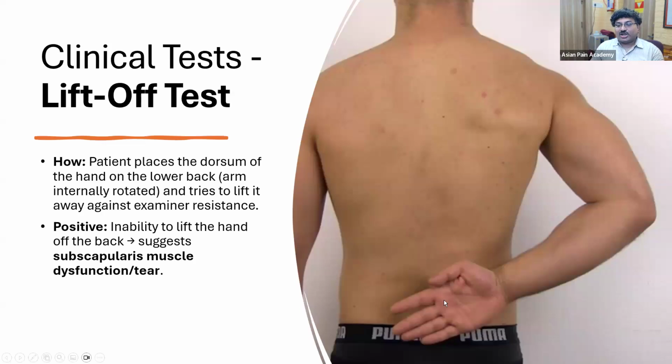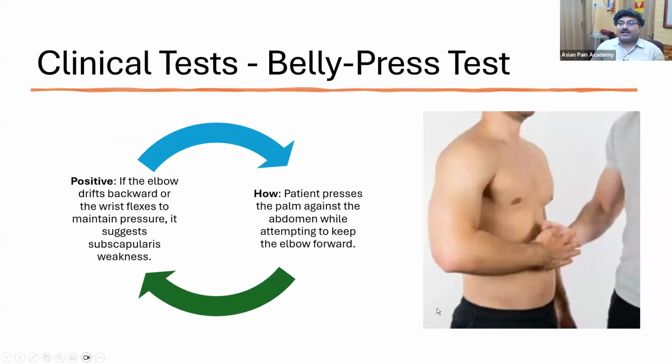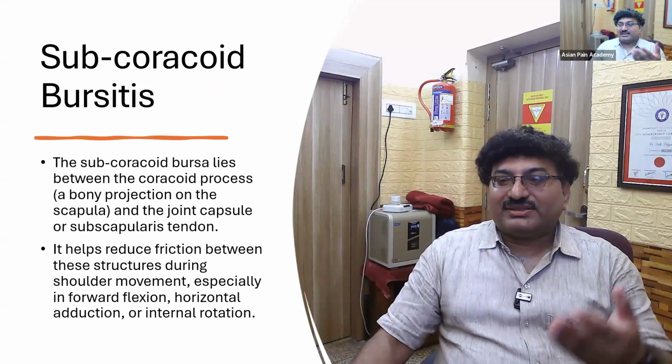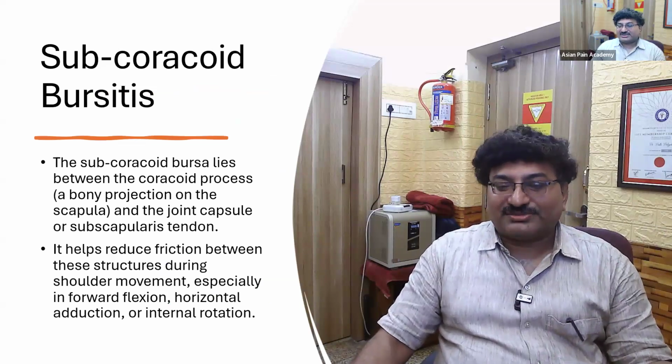When we are lifting off from the back, again this requires subscapularis power to lift, and also the belly press test. Here also it will be a little bit difficult when there is subscapularis problem. And subcoracoid bursitis, it is just under the coracoid close to the subscapularis.